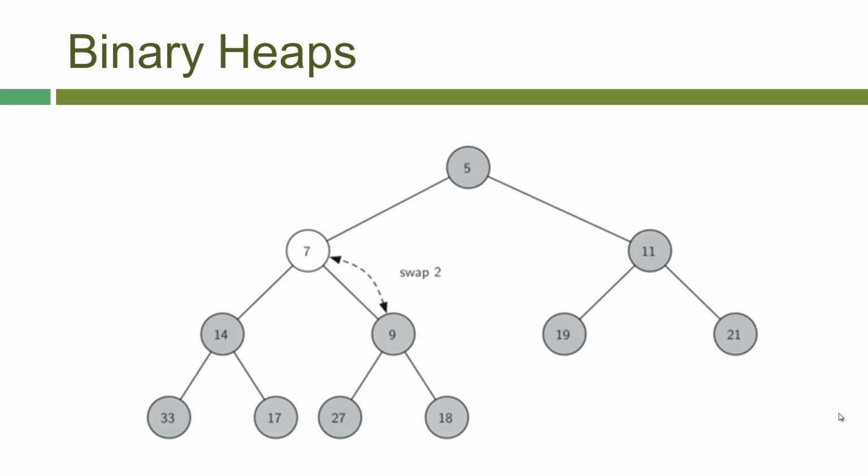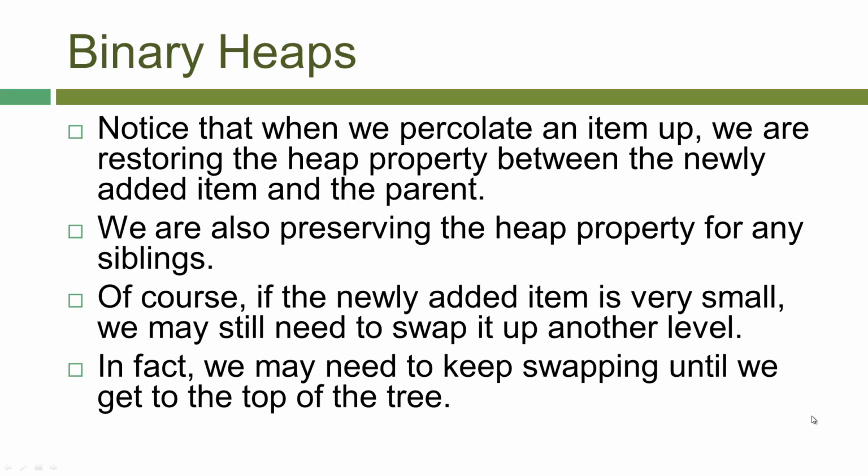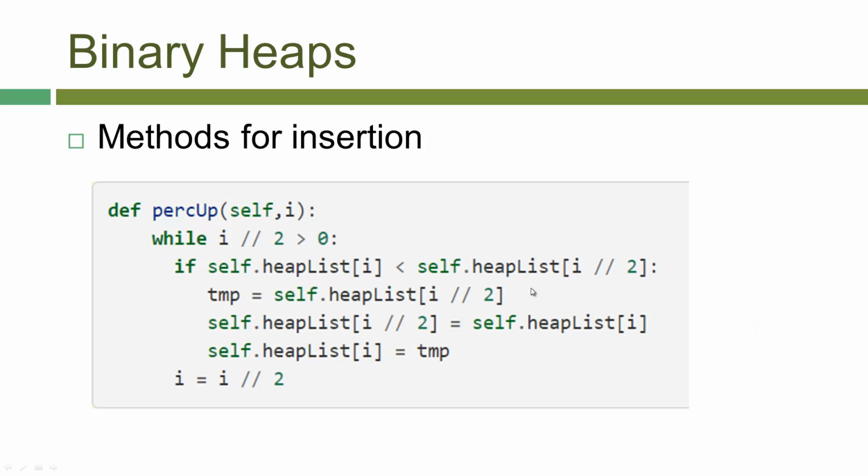Of course, if the newly added item is very small, we may need to swap it up another level. In fact, we may need to keep swapping until we get to the top of the tree. In this case, we don't, because it's just 7, and the root was 5. So this is just everything I just said as far as having to keep swapping to go up to the top of the tree. And as far as the method for insertion, this is what it looks like.